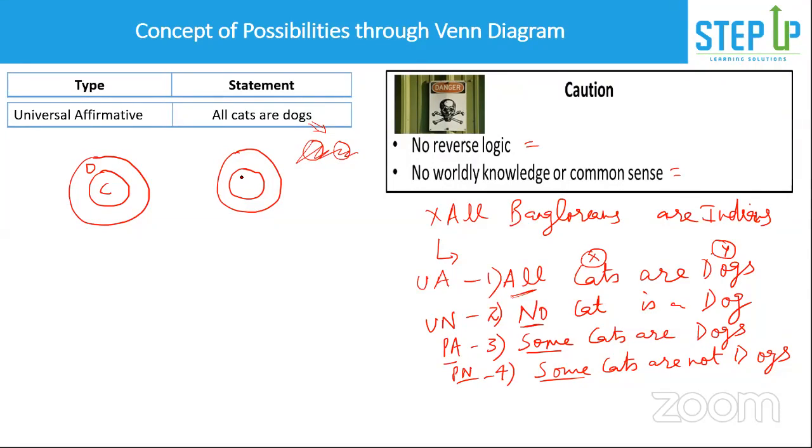I want you to write in the chat which one is correct: whether the first representation is correct, or the second representation is correct. The second says D is here and cat is here. You can write both if you feel both are correct. If I have to represent the statement all cats are dogs through Venn diagrams, where one circle represents cat and the other represents dog, which of the two is correct? Or both, or neither? Okay, some people are saying one, some people are saying two.